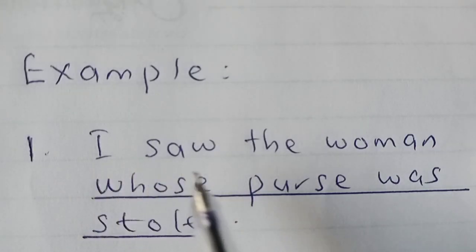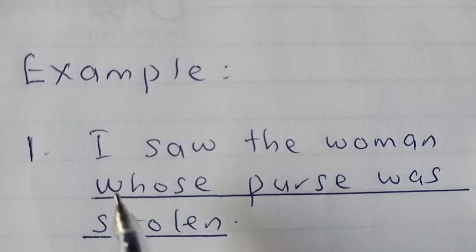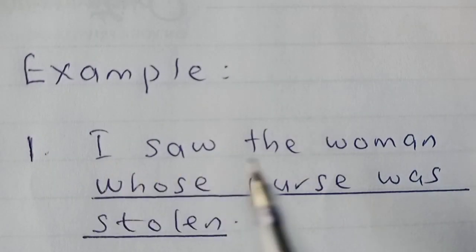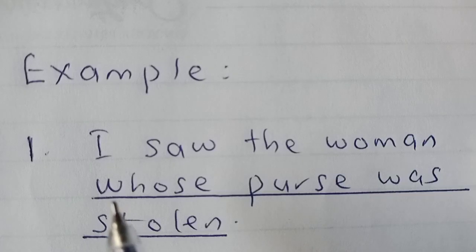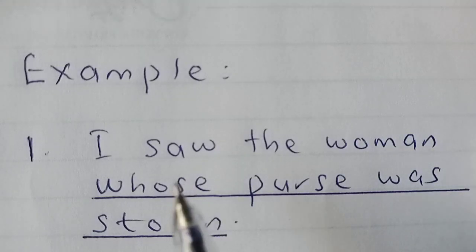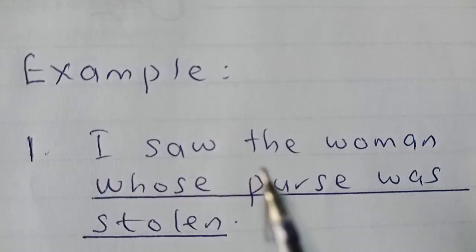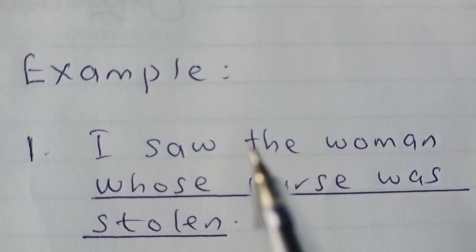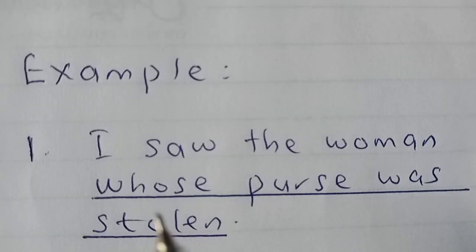Now let's look at examples of the dependent clauses. The first one we have here, I saw the woman whose purse was stolen. Now the dependent clause is underlined. Whose purse was stolen is the dependent clause. Now I have used it alongside the independent clause because I told you earlier that the dependent clause cannot make complete sense on its own. And that is why it is used with the independent clause I saw the woman to make the sentence complete. So I saw the woman is the independent clause, while whose purse was stolen is the dependent clause.